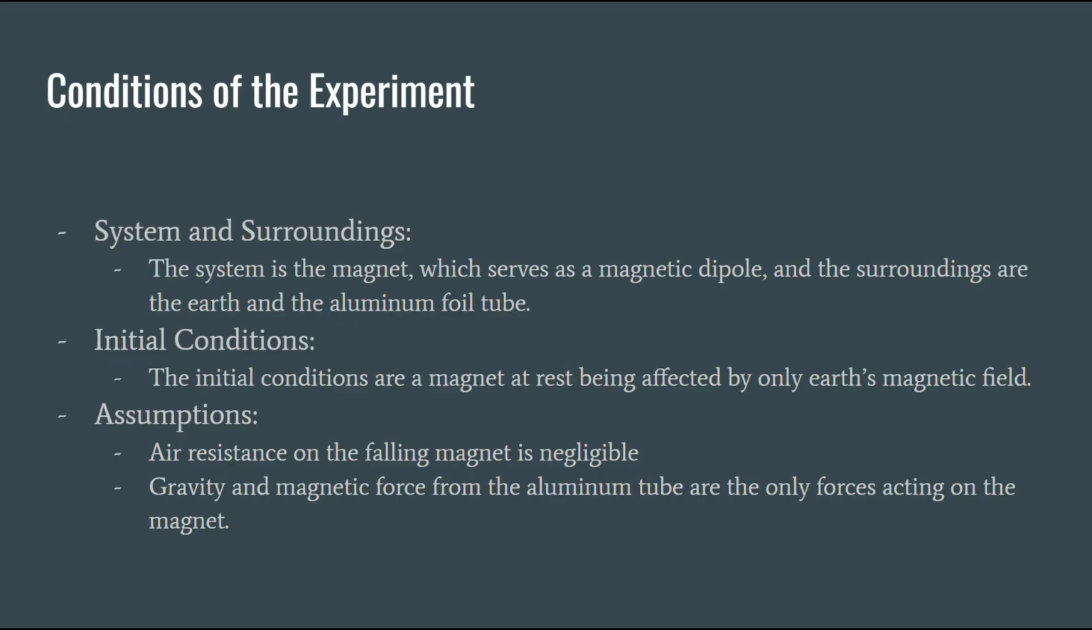So the conditions of the experiment, first systems and surroundings. The system is the magnet, which is like the magnetic dipole, and the surroundings are the earth and the aluminum foil tube. Initial conditions: initially the magnet is considered at rest and it's only being affected by Earth's magnetic field. And then we're going to assume that air resistance on the magnet is negligible, and gravity and magnetic force from the aluminum tube are the only forces acting on the magnet.